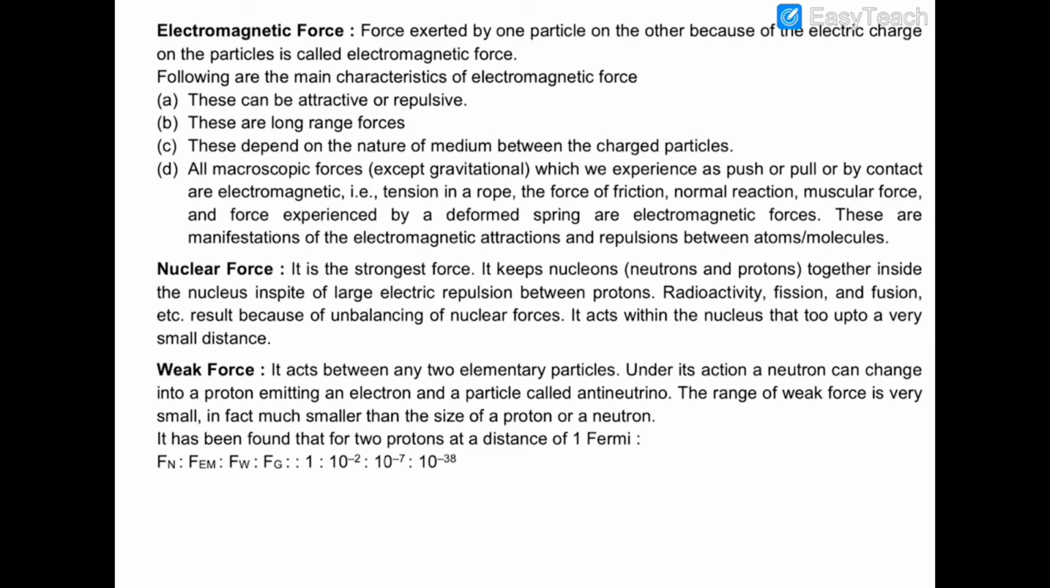The important thing about nuclear forces is that they do not depend on charge, which means a neutron will experience the same force as is experienced by a proton inside the nucleus.